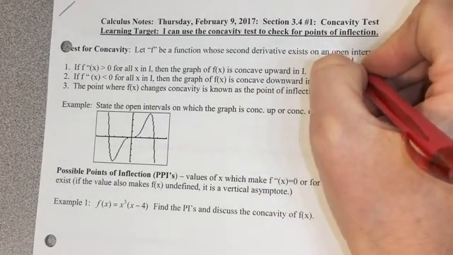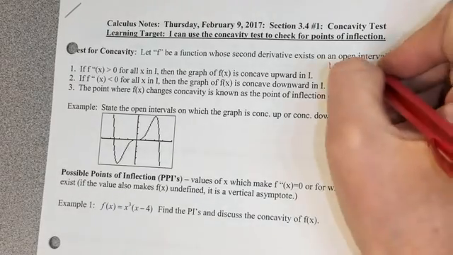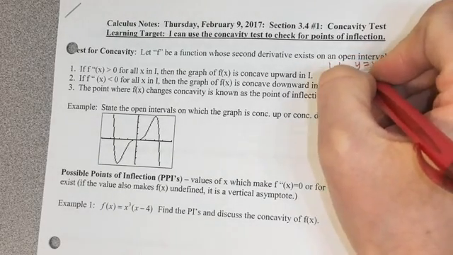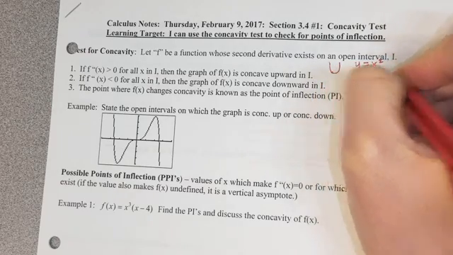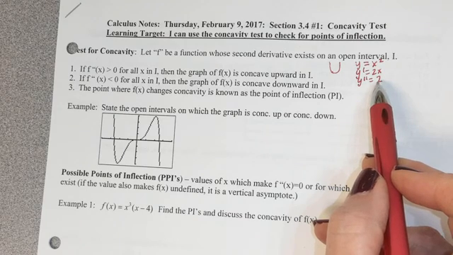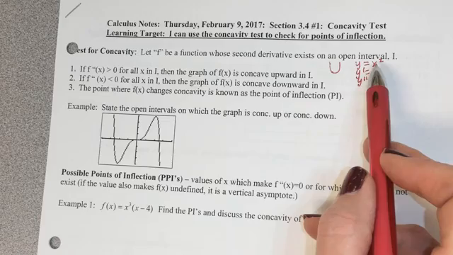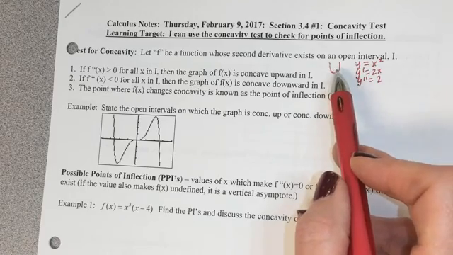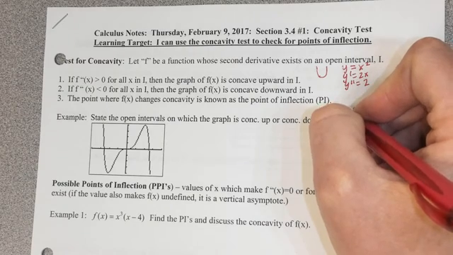What could be the equation of a parabola? Y equals x squared, right? And if I take the first derivative, I would get 2x, and if I took the second derivative, I would get 2. Do you see how the second derivative would always be positive? So that's one way I would know that this parabola, this y equals x squared, is always going to be concave up.